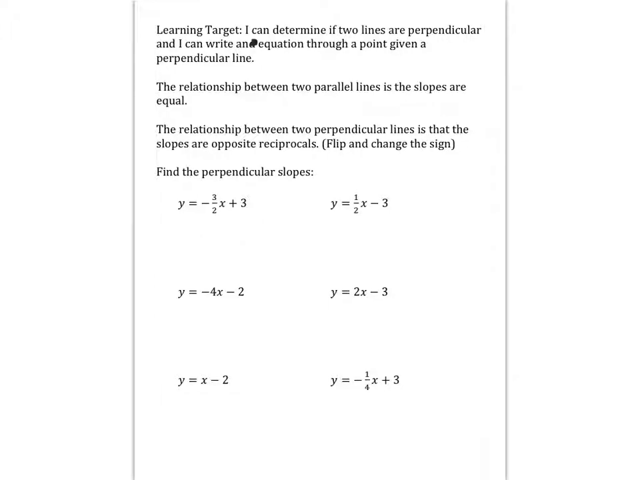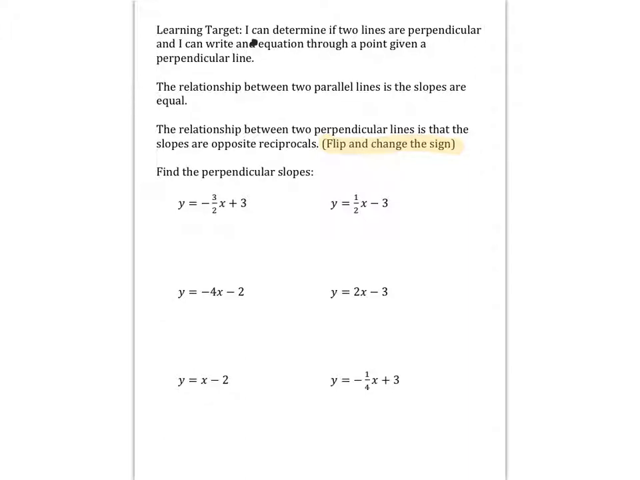And again, the relationship between two parallel lines is that the slopes are equal or the same. Now today, when we talk about perpendicular, the relationship between two perpendicular lines is that the slopes are opposite reciprocals. So what this means is when we see that slope in that first equation for that first line, to get a slope perpendicular to that line or equation, we will flip and change the sign of that slope. So flip and change the sign.